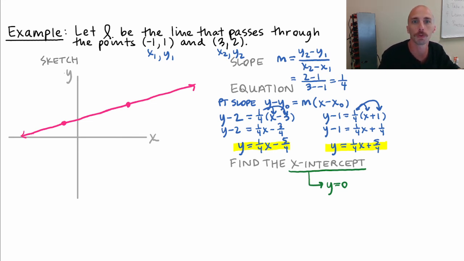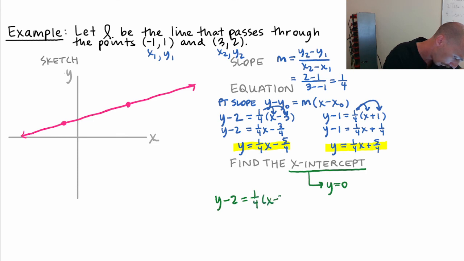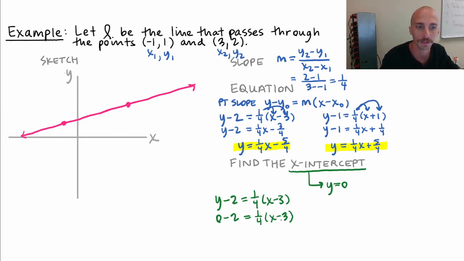I might go with that first one that we had, y minus 2 is 1/4 of x minus 3. So we have y minus 2 equals 1/4 of x minus 3. And we're going to plug in y equals 0, and we're going to solve for x using the techniques we learned in the last lesson. Okay, so I've got 0 minus 2 equals 1/4 of x minus 3. Okay. Now to get at that x, I'm going to have to deal with the parentheses kind of last, right? So I'm going to multiply both sides by 4 to get rid of that 1/4.